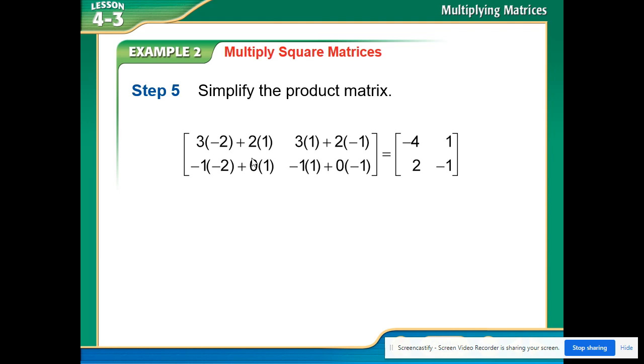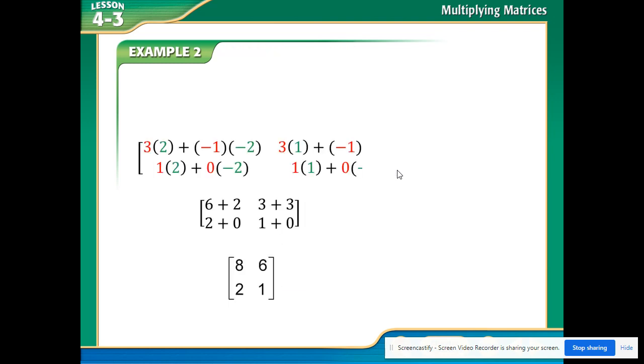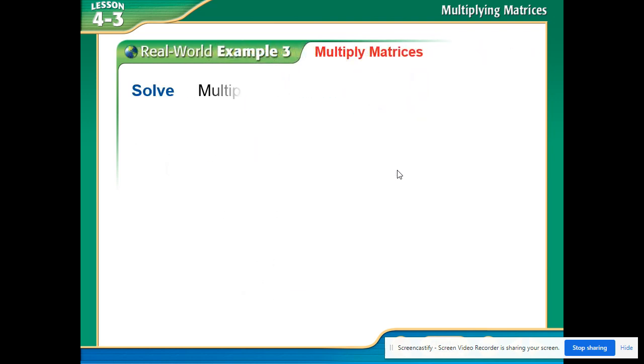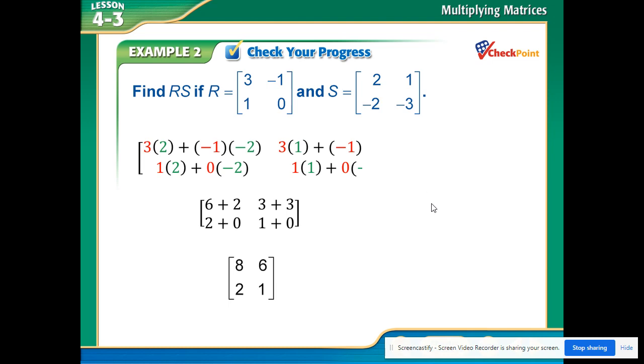It's a bit of a long way to get to there, but that is how we do multiplication. Let's try some more. All right, so I color-coded this one, if it helps you. I made R red and S green. And it looks like I lost some here. We'll get that in just a moment.